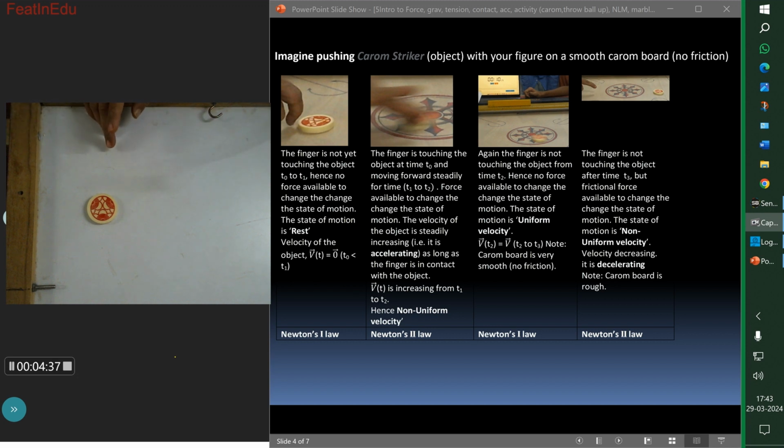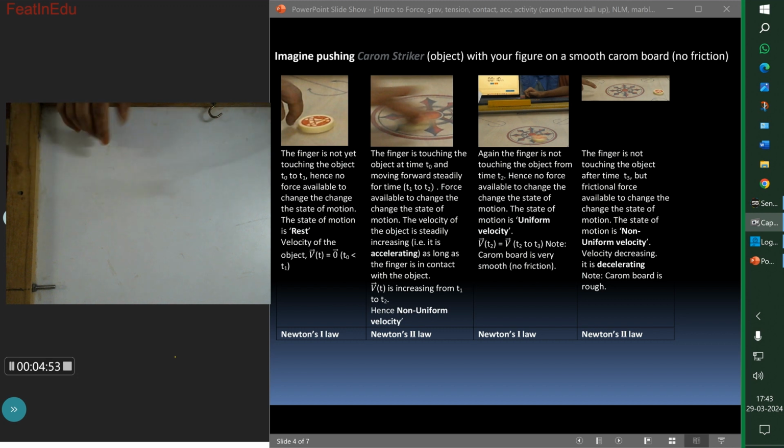And now observe all of you very carefully. So here, t0 to t1, no force is acting, it is at rest. From t1 to t2, the force acted.